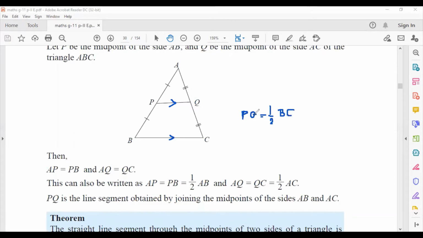Again, if I explain: P is the midpoint of AB, and Q is the midpoint of AC. Then, according to the midpoint theorem, PQ is parallel to BC, and PQ is equal to half of the length of the other side, BC.